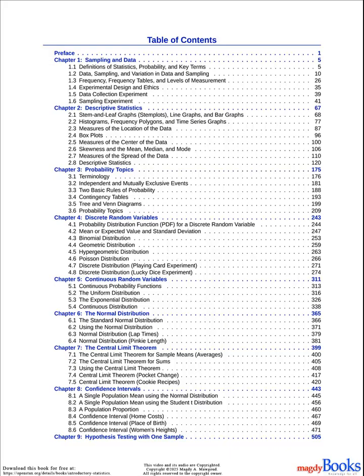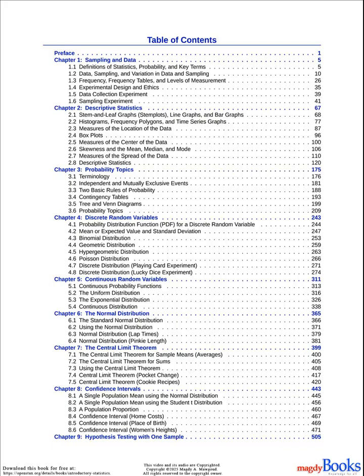3.1. Terminology. 3.2. Independent and mutually exclusive events. 3.3. Two basic rules of probability. 3.4. Contingency tables. 3.5. Tree and Venn diagrams. 3.6. Probability topics. Chapter 4. Discrete random variables.